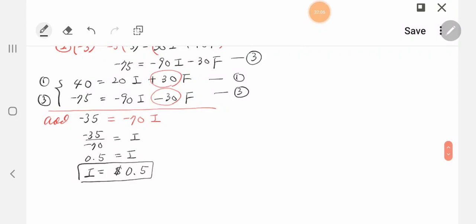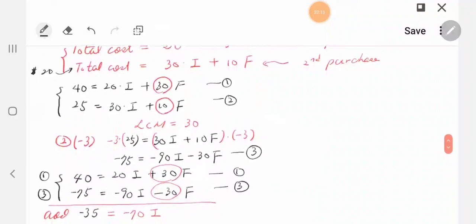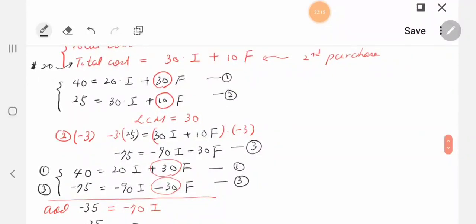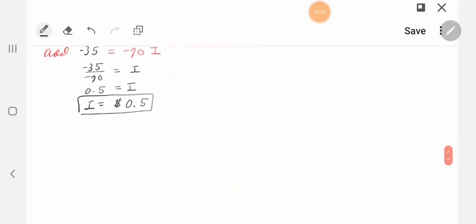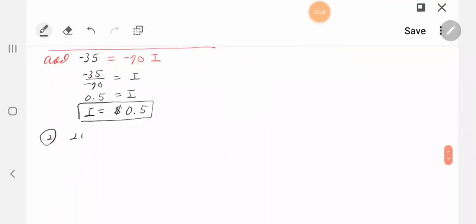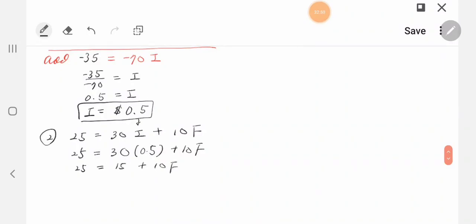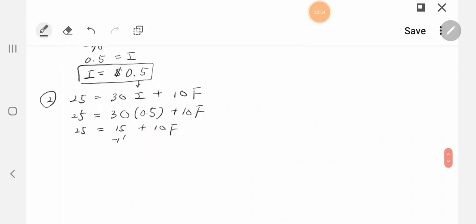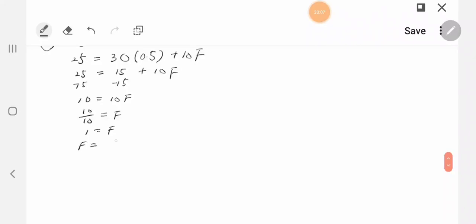Okay, we found I. All right, then let's use equation 2. Okay, $25 is equal to 30i plus 10f. And then we know the value of i, right? So plug in 0.5. So 30 times 0.5 plus 10f. 0.5 is 1/2, so divide 30 by 2, and minus 15 each side. So this is 10 is equal to 10f. And divide each side by 10. So f equals 1. So each fluorescent is $1, right? $1 each.